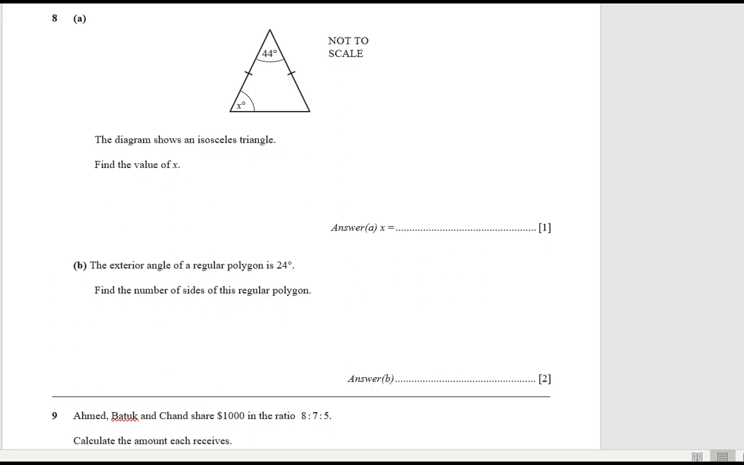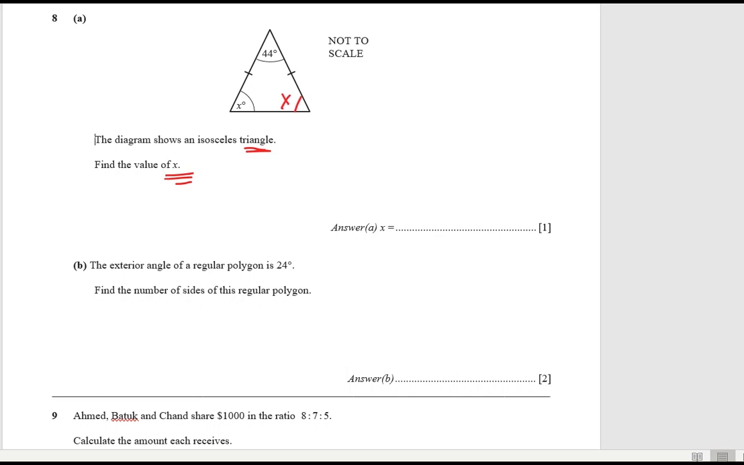And this question also is a geometric question. The diagram shows an isosceles triangle. Find the value of x. This is an equal-sided triangle, so again, this is x.